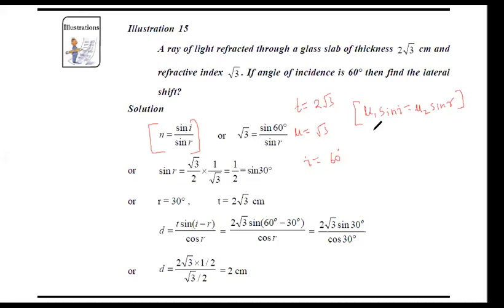Now, mu 1 is what? Air, right? So 1 sine I is equal to mu 2. What is mu 2? √3 sine R. And it is given that I is equal to 60 degrees. So we can calculate R, 30 degrees. Then putting the formula, we get it. Okay. Very good, everyone.